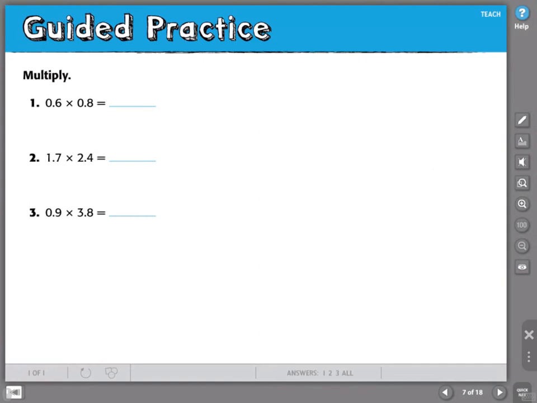Here are 3 problems that I'd like you to try on your own. Remember, first, we're going to multiply as though they are whole numbers. Next, we are going to count the total number of digits behind the decimal point in our factors. Finally, we're going to make sure that our product has the same total number of digits behind the decimal point.